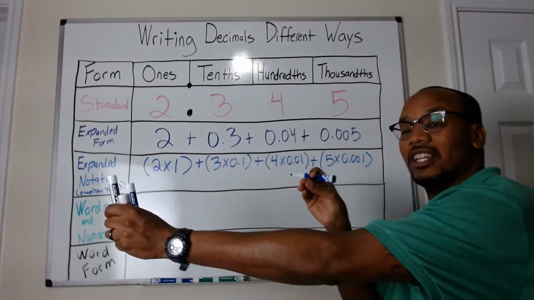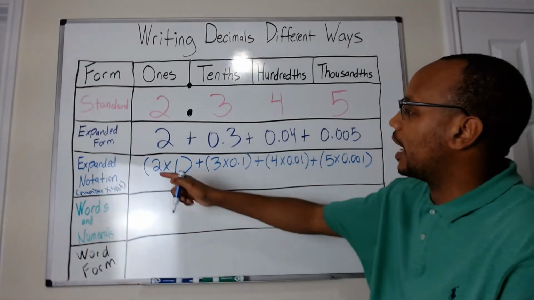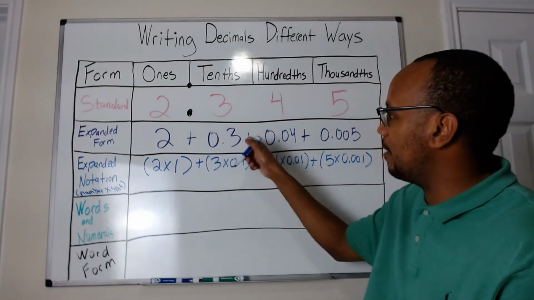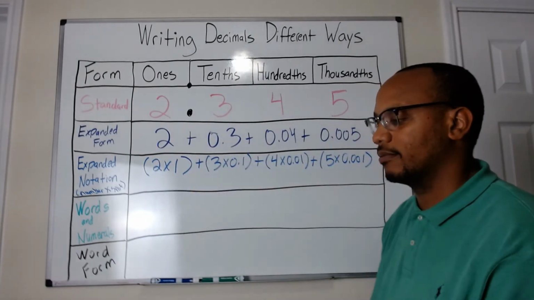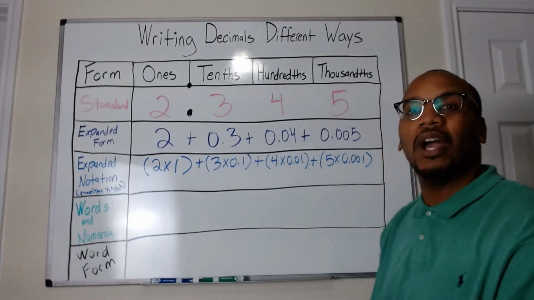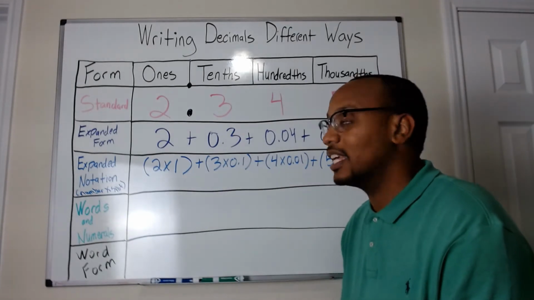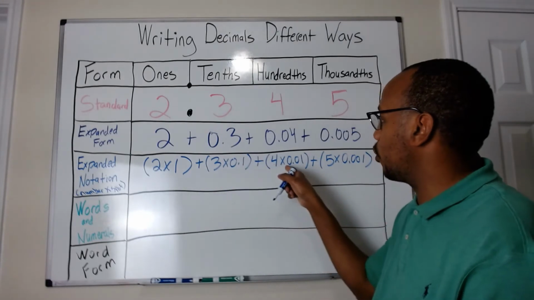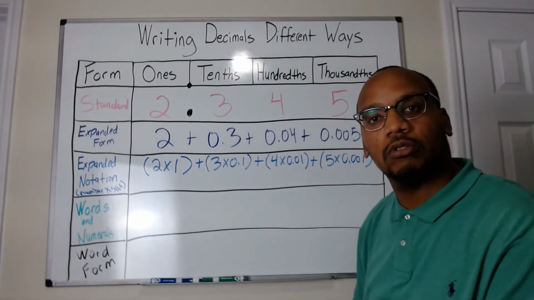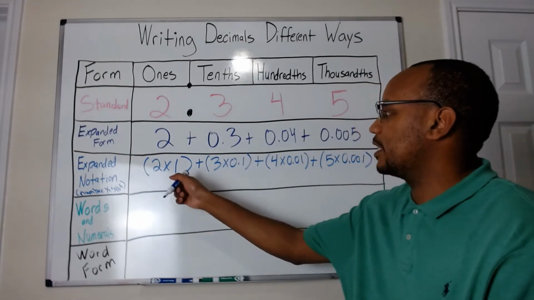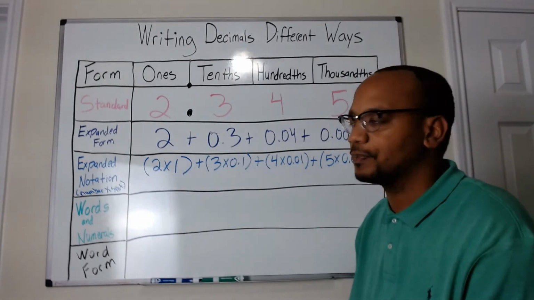I'm still stretching it out, but instead of just putting it by each value, I'm going to stretch it out and put number times the spot. All right? Now, there's 2 ways to do expanded notation. This is the decimal form, where the place value spots end up being decimals. Right? Of course, it doesn't affect the whole numbers because the whole number is whole.